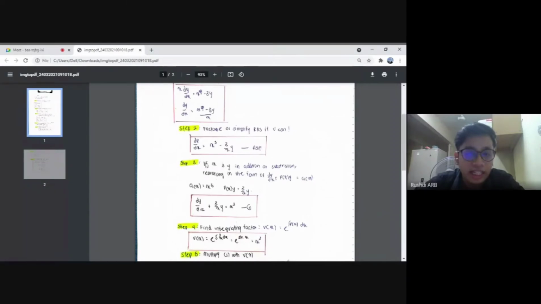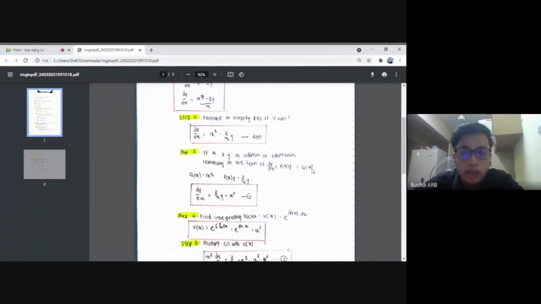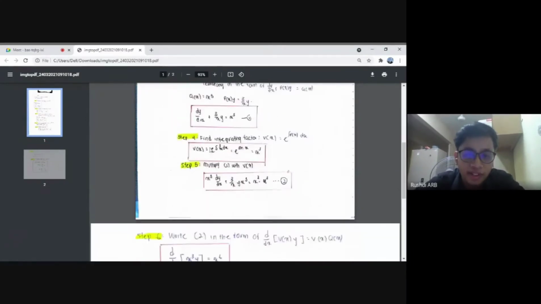In step number 3, if x and y are in addition or subtraction, we will rearrange in the form of dy over dx plus P(x)y equals Q(x). But first, we must know what is P(x) and Q(x). From this equation, we know that Q(x) is x to the power of 3 and P(x) is 3 over x. Now we rearrange in the form of dy over dx plus P(x)y equals Q(x), and we will get dy over dx plus 3 over x y equals x to the power of 3, and we label this equation as number 1.